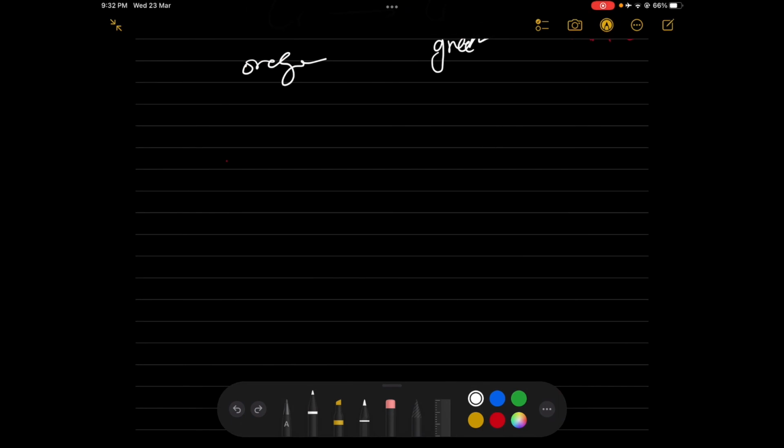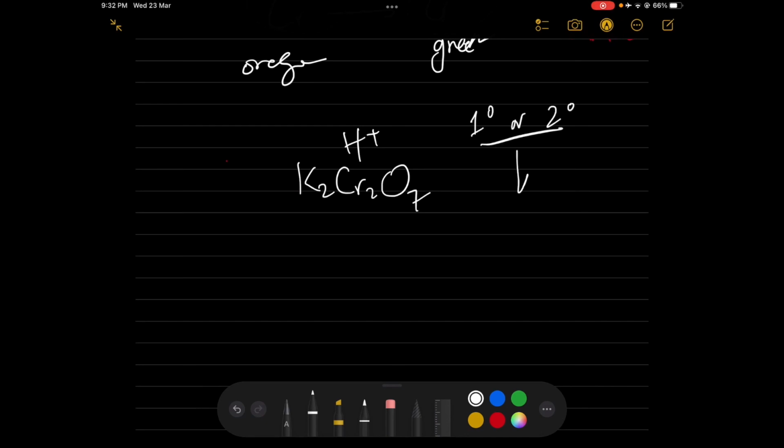Another question to put in your mind: do we consider acidified potassium dichromate the only oxidizing agent to oxidize primary or secondary alcohols to change them to aldehydes and ketones? No, the answer is no. We have another good oxidizing agent, which is acidified KMnO4, potassium manganate, and it has the same role as the dichromate.